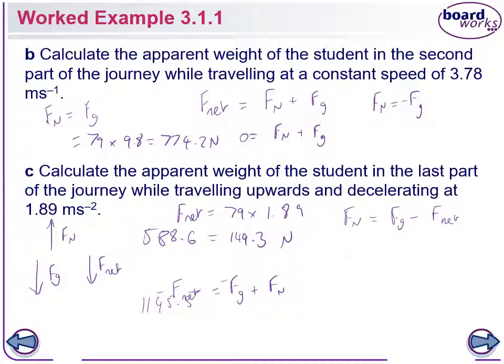Okay, so just rearranging that equation gives us, we worked out Fg before, 774.2, minus our Fnet, 149.3, 624.9. And again, as you'd expect, if you're decelerating, you would feel lighter. If you imagine yourself in a lift, as you're decelerating, up is still positive. Yep, as you're decelerating, you would expect to feel lighter.